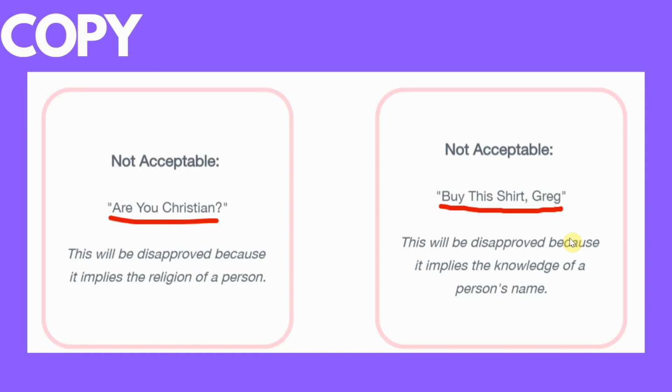Okay, like this. All right, this is not acceptable. Are you a Christian? Because now this implies the religion of a person. Buy this shirt, Greg. This way.